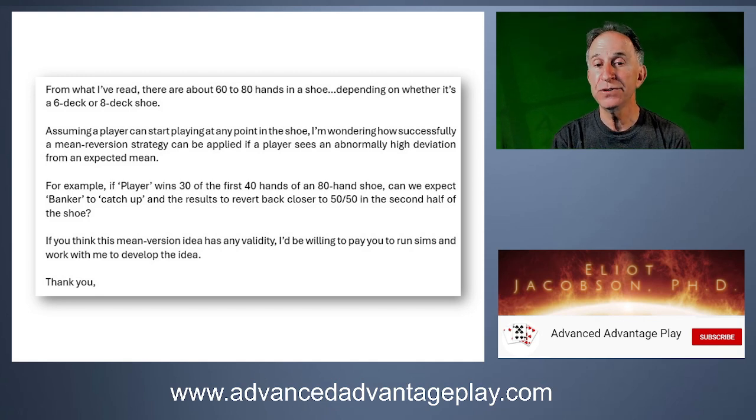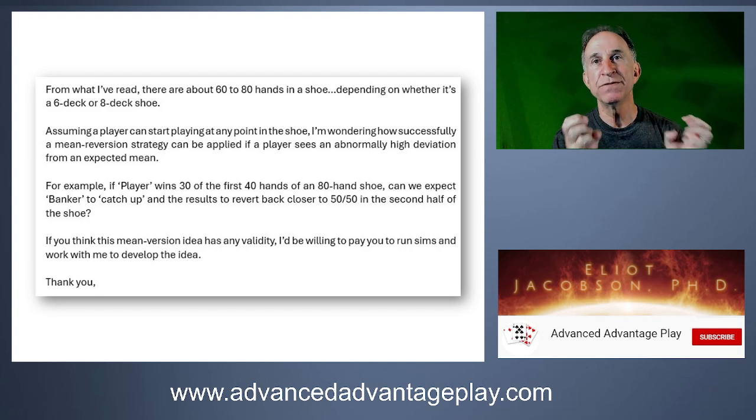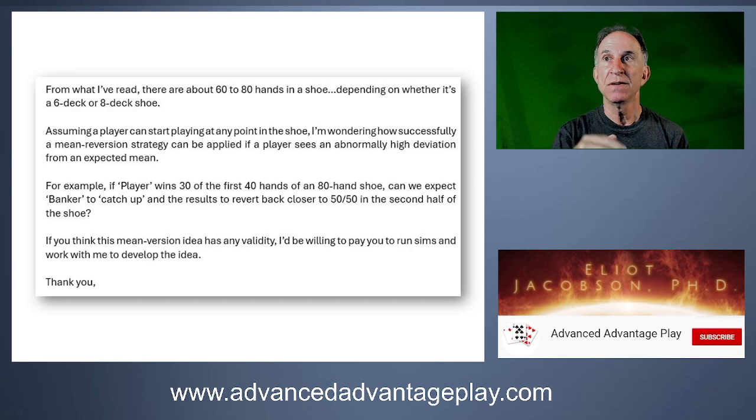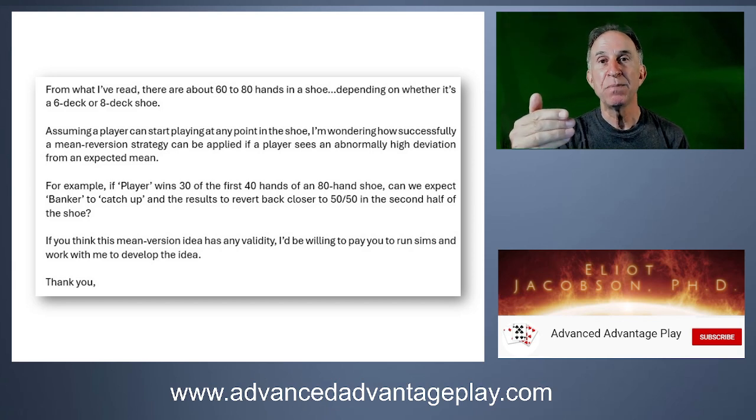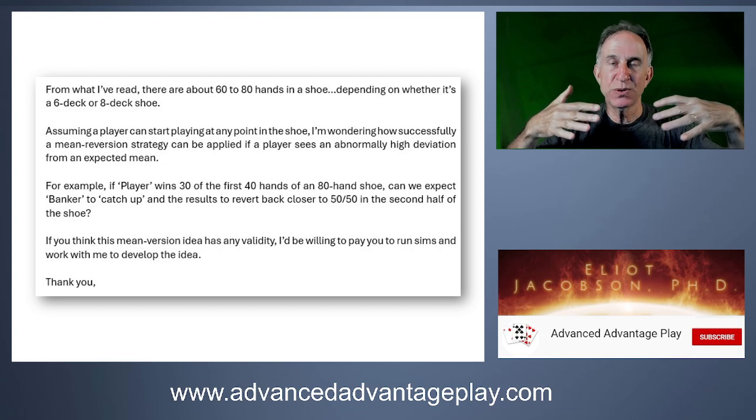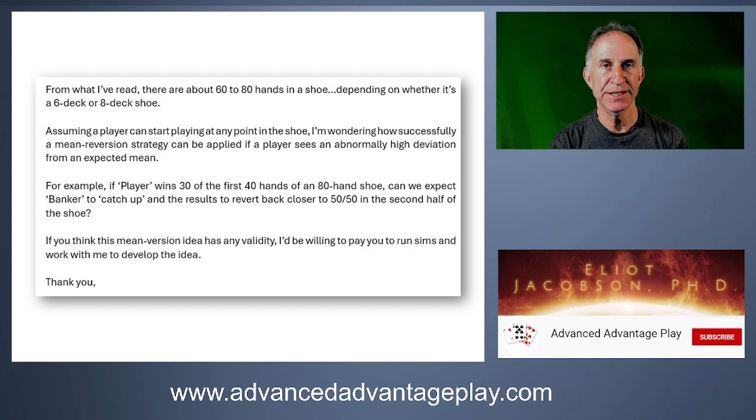"If you think this mean reversion has any validity, I would be willing to pay you to run your sims and work with me to develop the idea." Thank you. Okay, so this is an idea where we do understand that there is a mean for a shoe, an average number of player, banker, and tie hands that occur in a shoe. And we have a situation early in the shoe where we are far away from that mean. And the question is whether this mean reversion strategy, which is to say we make money by the tendency of the world to go back towards average, is a strategy here.